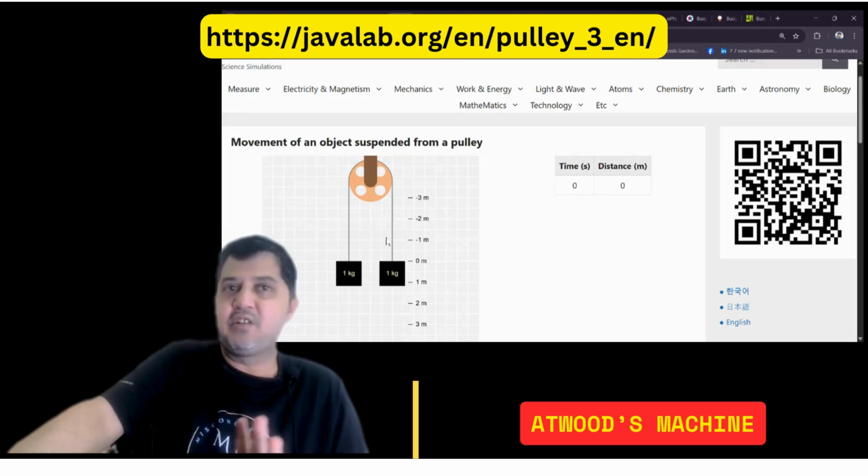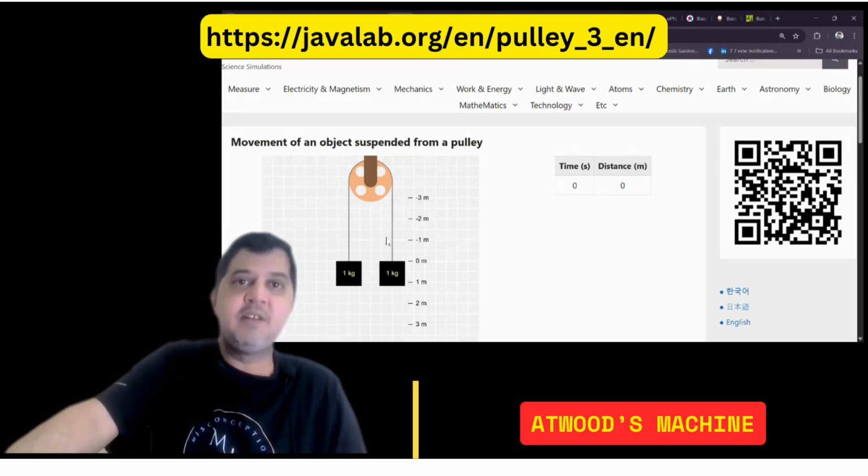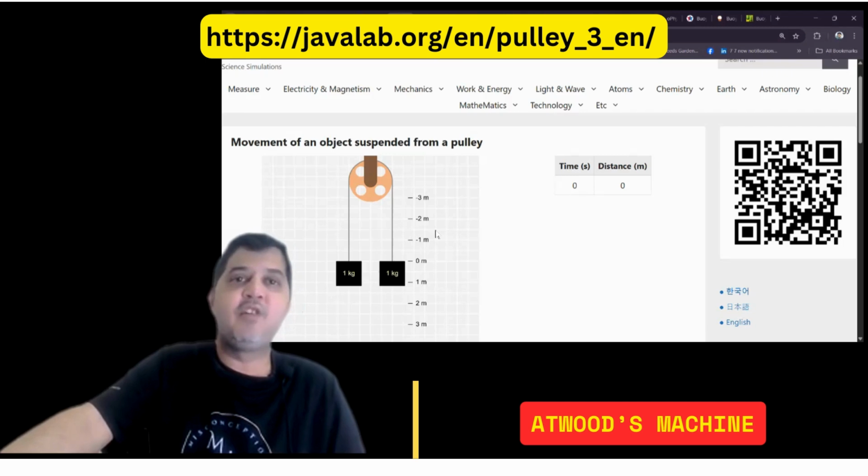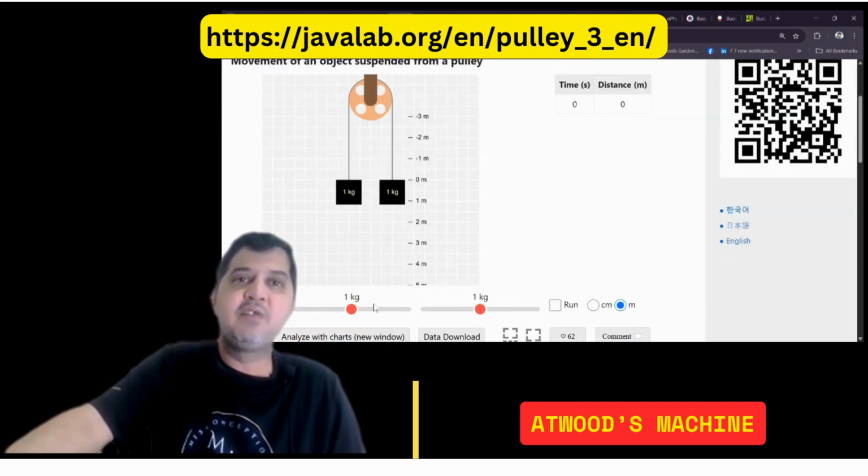You can do a similar kind of machine in your school also, and find out what time it takes for one object to come down. You find out the acceleration, tension. So all these things you can do over here. Now what I will do is let me increase one of the masses over here. This is 1 kg, this is also 1 kg. Let me increase one of them. I'll make it 1.1. So what do you expect?